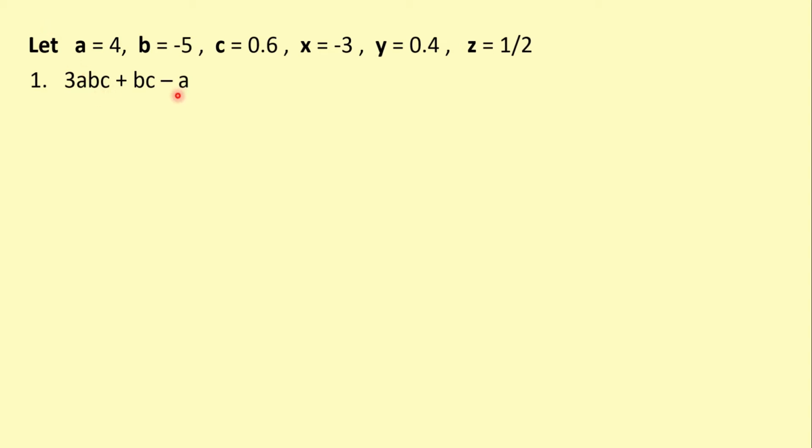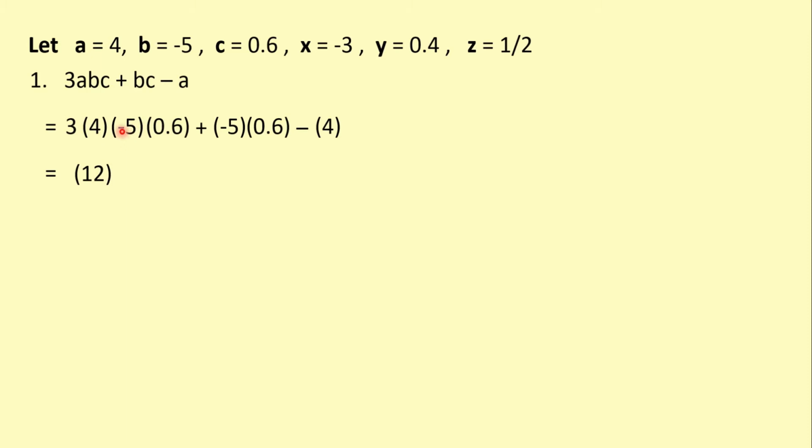Okay. 3 times a is 4, b is negative 5, c is 0.6, then plus b, negative 5 times c is 0.6, then minus a is 4. So, ganun lang. Substitute lang natin yung mga values. Then, simplify natin. 3 times 4 is 12. So, isa-isahin lang natin para malinaw.